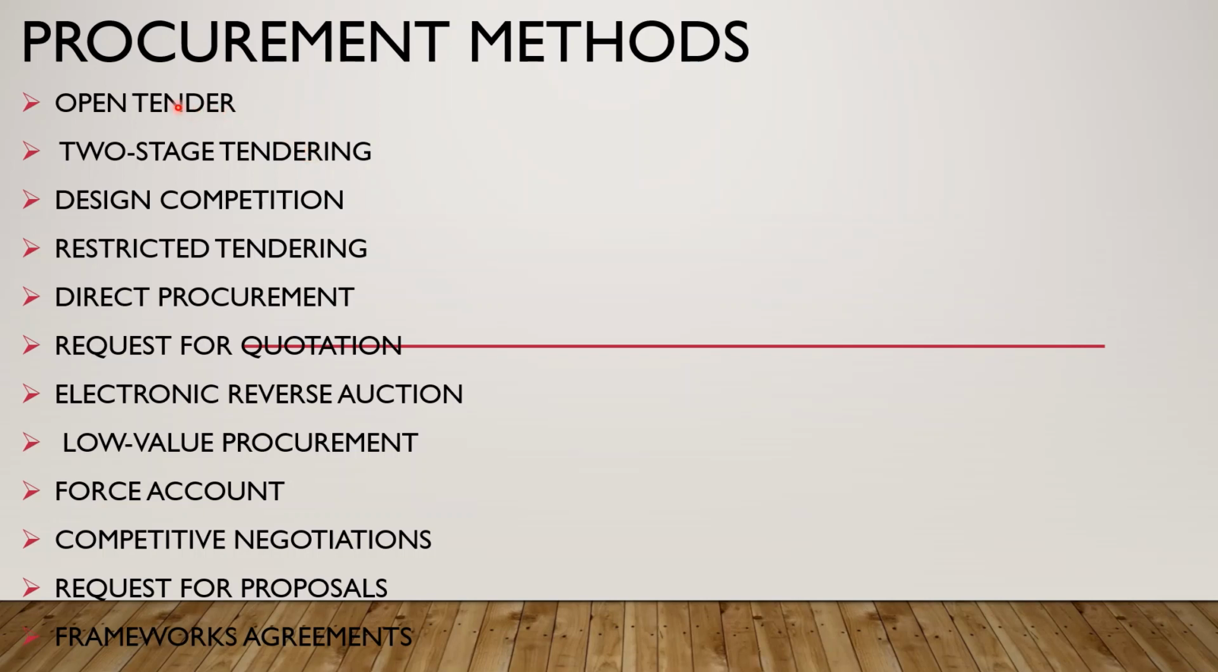Today we want to learn about procurement methods, and the following are procurement methods. We have open tender, two-stage tendering, design competition, restricted tendering, direct procurement, request for quotation, electronic reverse auction, low value procurement, force account, competitive negotiation, request for proposal, and lastly framework agreements.